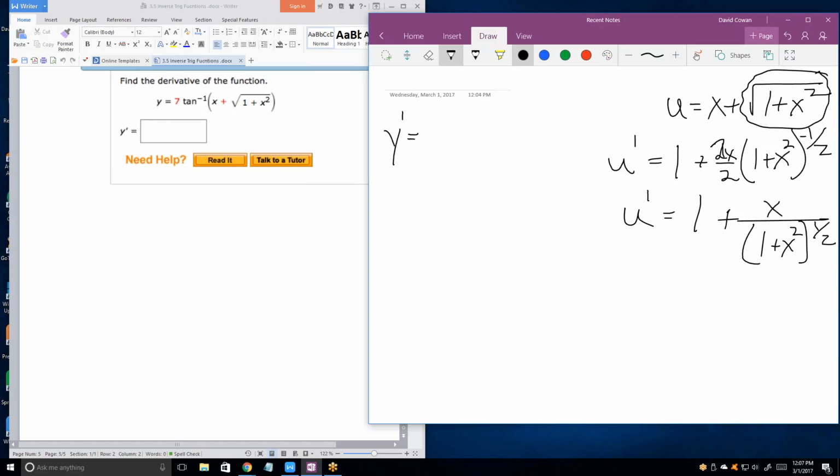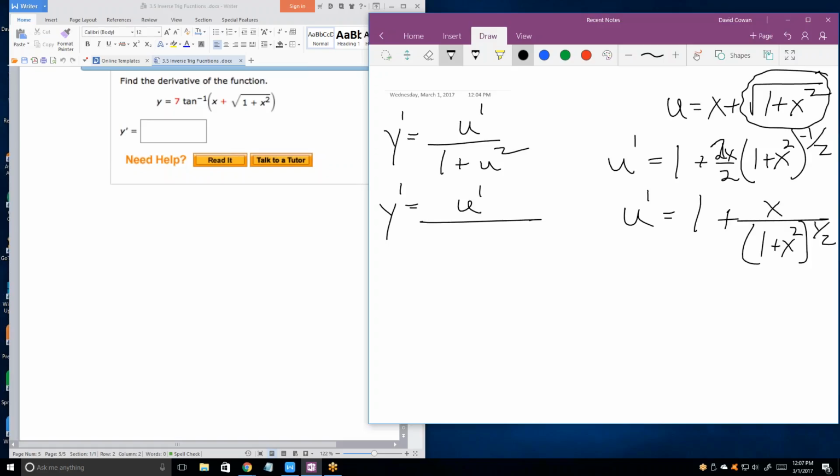What's the derivative of inverse tan? That's the easiest one to remember. 1 over 1 plus x squared. Good. Or in this case, u prime over 1 plus u squared. Okay, so let's fill in the blanks. u prime is this whole thing, which I will leave as that for the moment.